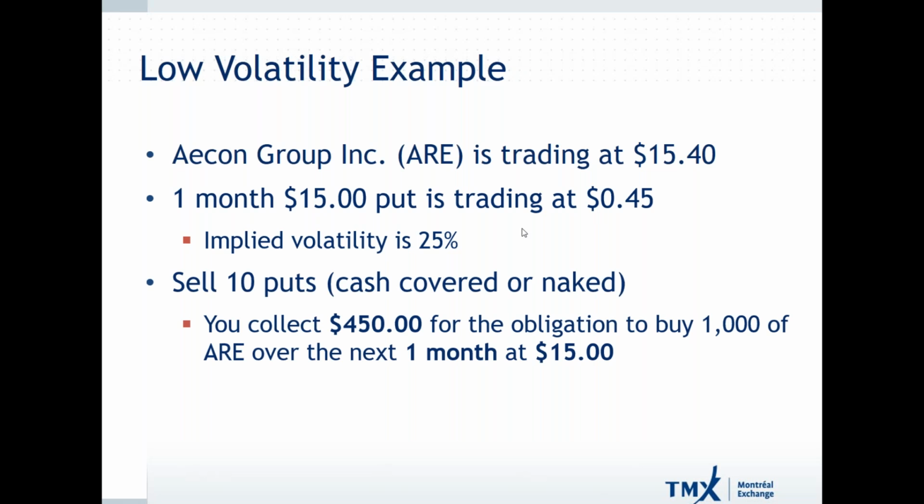So, for example, we're going to buy 1,000 shares, and we're going to sell 10 put options. So ultimately, we're going to collect $450 to take on the obligation to buy 1,000 shares of ARE over the next month at $15. That actually equates to a 3% return in 1 month.